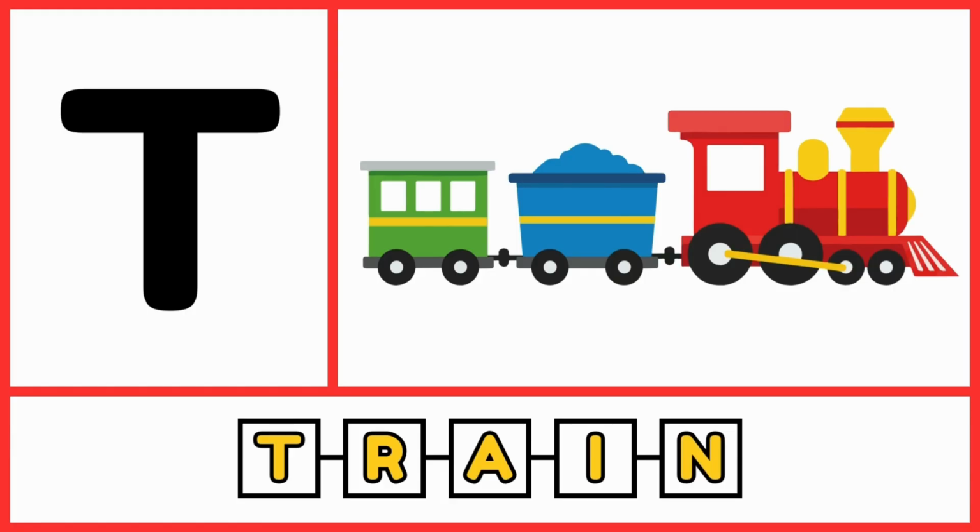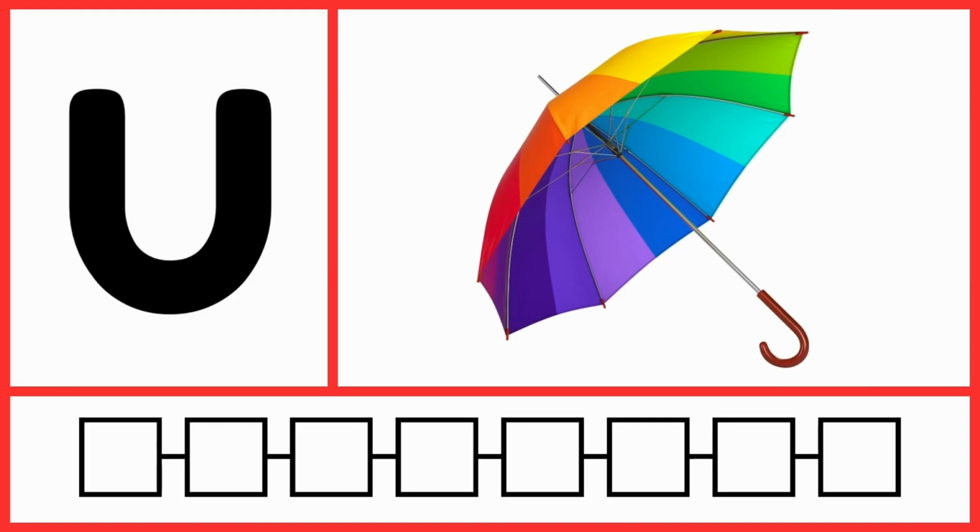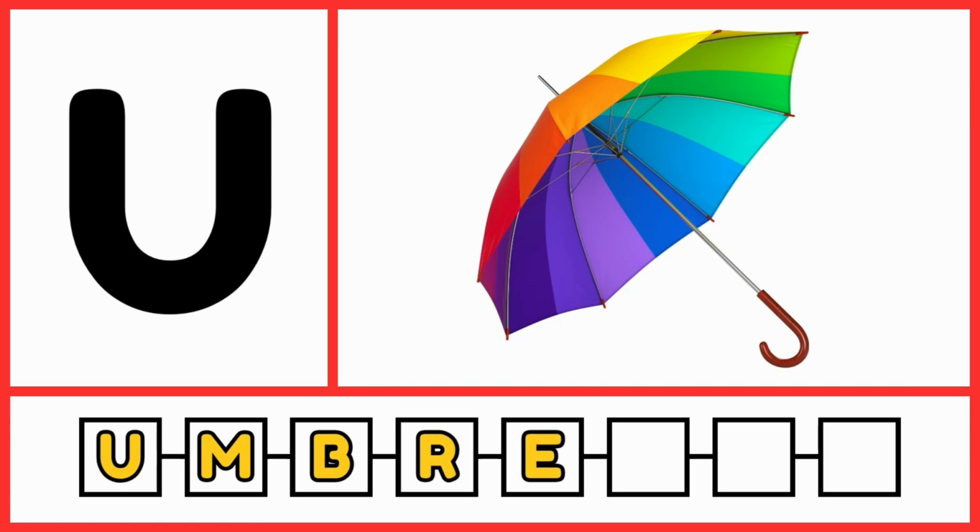U. U is for umbrella. Let's spell it. U, M, B, R, E, L, L, A. U is for umbrella.